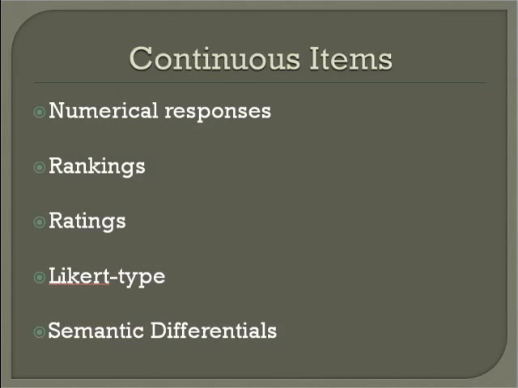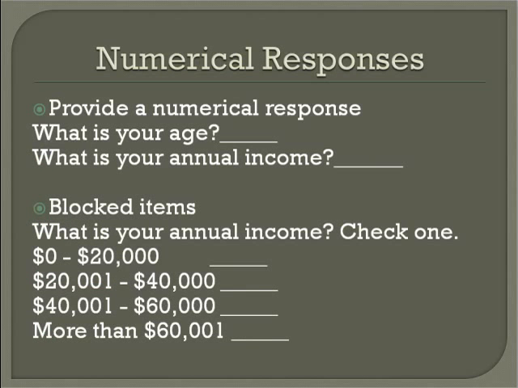Next we have continuous items, and here we have numerical responses, rankings, ratings, Likert type items, and semantic differentials. Now, numeric responses are responses where you simply want a number. So for example, we might ask what's your age, what's your annual income, how many years have you been teaching. You're going to give your response. You may be 32 years old or whatever.